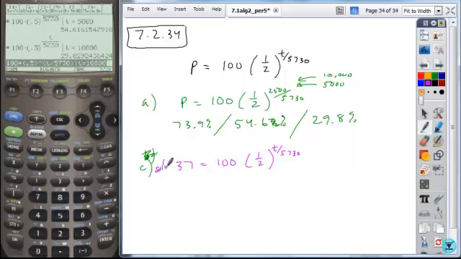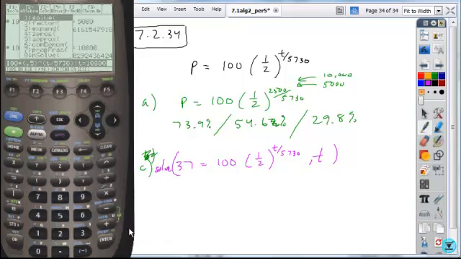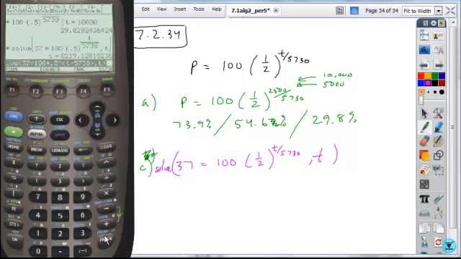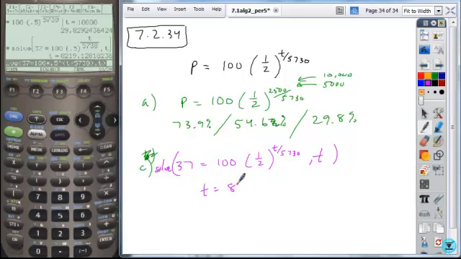And so if we use the solve feature of our calculators, solve for T, we should get our solution. So solve and set equal: 37 is equal to 100 times 0.5 to the power of T over 5730. Solve for T. Okay, and when I do that, I get my answer. T is equal to about 8,219 or so years. I don't know what I had you round it to.